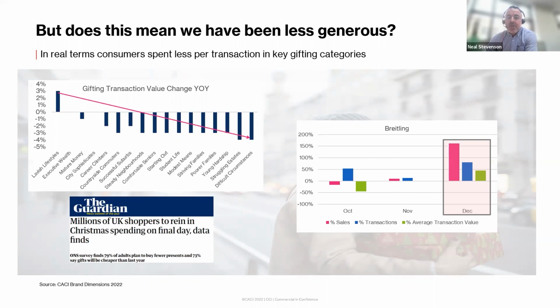The trend is clear. We broadly spent around 2% less on our presents this Christmas, and the Acorn profile shows that the less affluent groups absolutely squeezed their budgets more than those at the other end of the demographic spectrum. There is, however, one demographic group who appeared to have no financial worries in terms of gifting, and that's Lavish Lifestyles, which is the most affluent of our groups. This group increased the value of their Christmas presents by 3%, and it was premium brands like Breitling Swiss watches who benefited, with an average increase in the transaction value year on year of a mere £500.